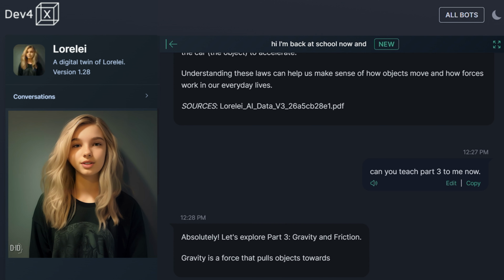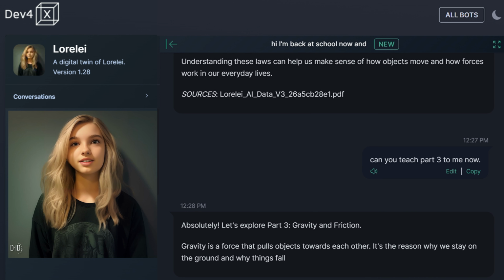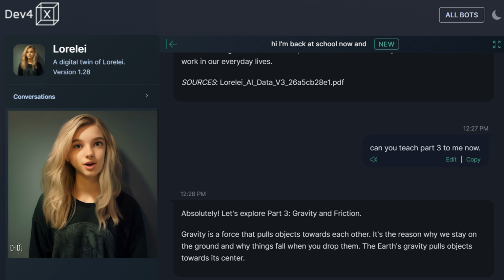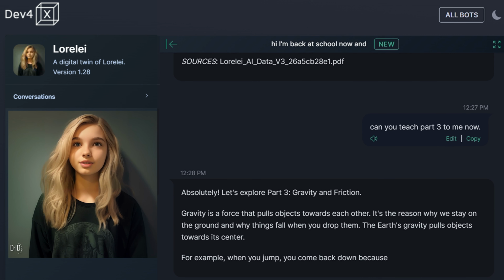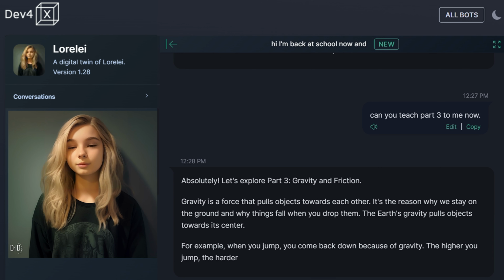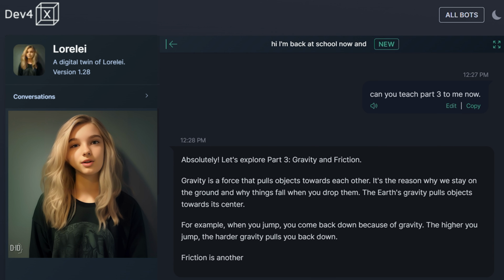Part 3, Gravity and Friction. Gravity is a force that pulls objects towards each other. It's the reason why we stay on the ground and why things fall when you drop them. The Earth's gravity pulls objects towards its center. For example, when you jump, you come back down because of gravity. The higher you jump, the harder gravity pulls you back down.